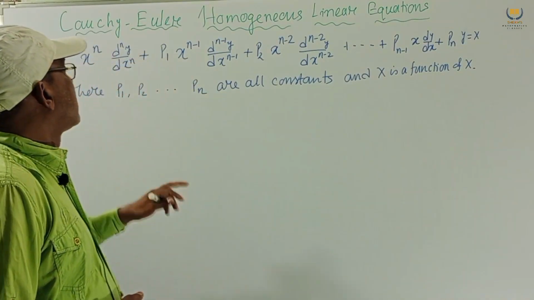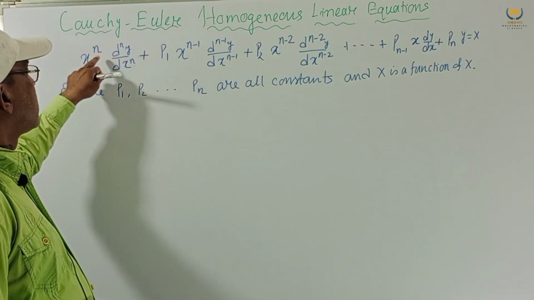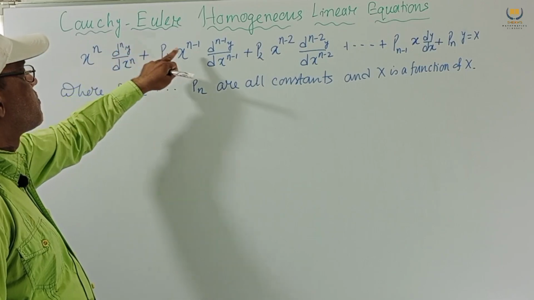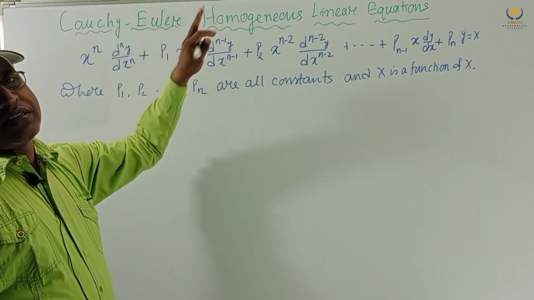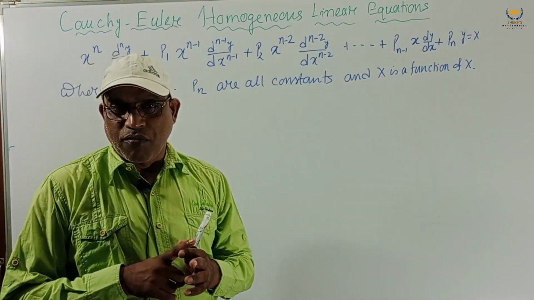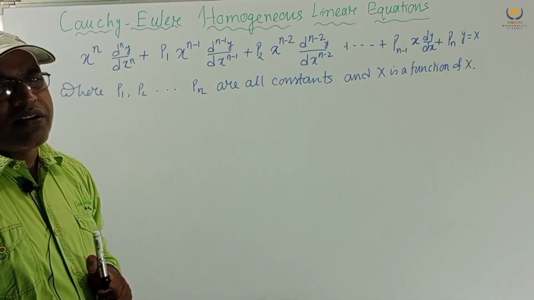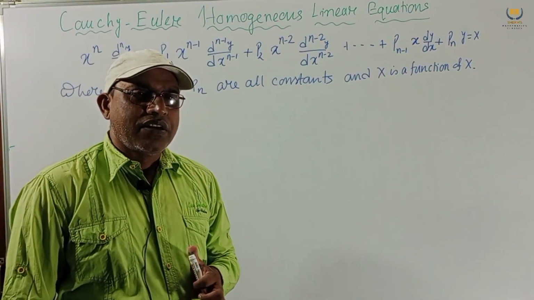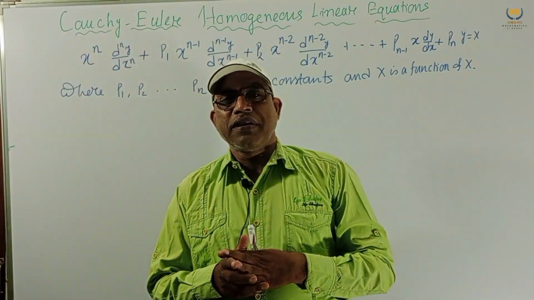That means the power and the order are the same. This power and this order are the same. This is power n minus 2, and here the order is also n minus 2. Both are the same. So this type of equation is called a homogeneous linear differential equation, or Cauchy-Euler homogeneous linear differential equation.